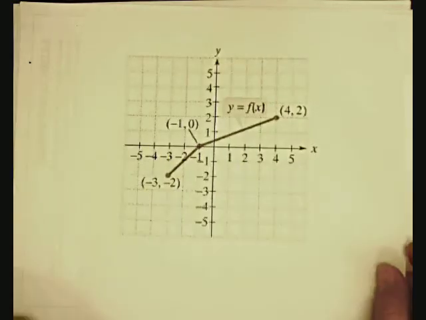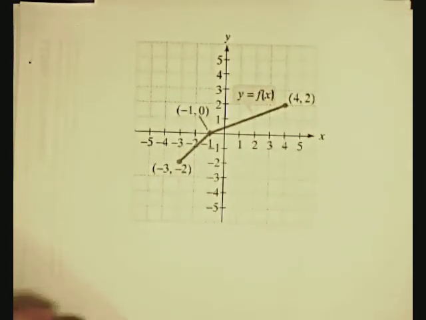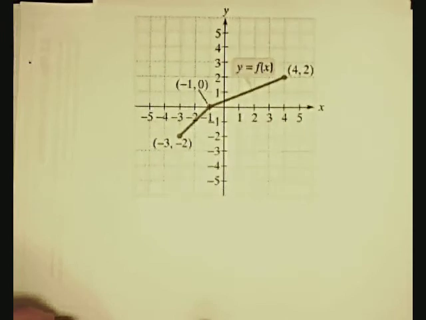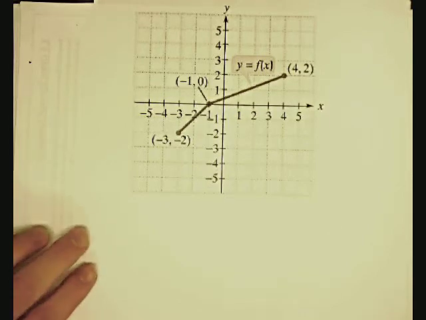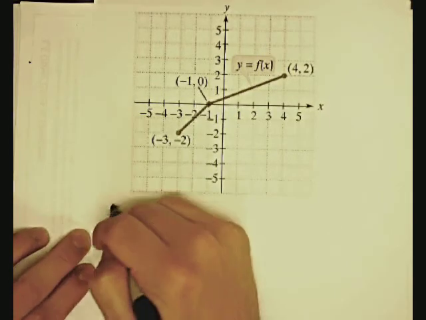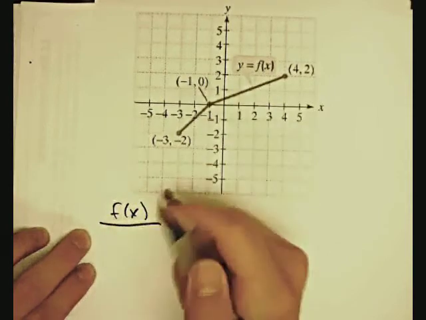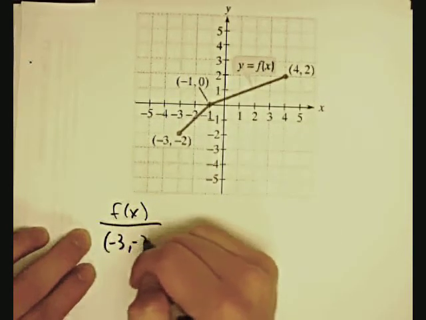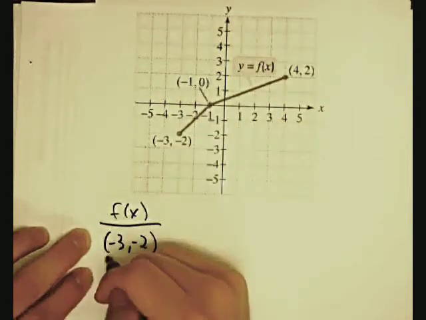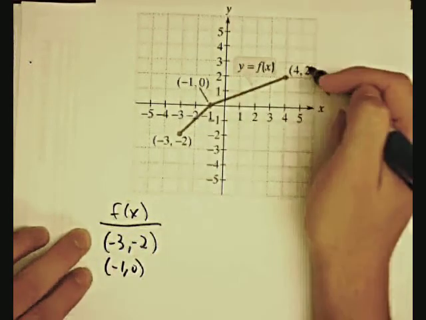So example 7, let's use the graph of f of x to obtain the graph of the inverse. Here's the graph of f of x, and what you want to do is first make a note of the important points of this function. They're labeled on here: -3, -2, -1, 0, and 4, 2.